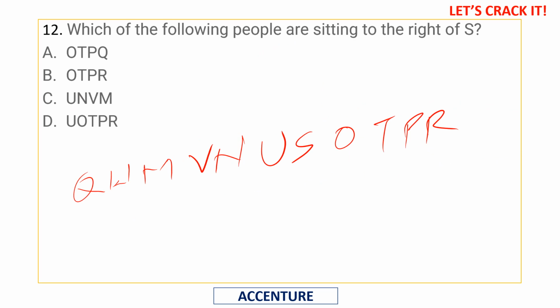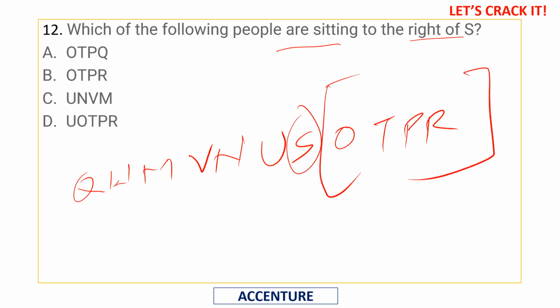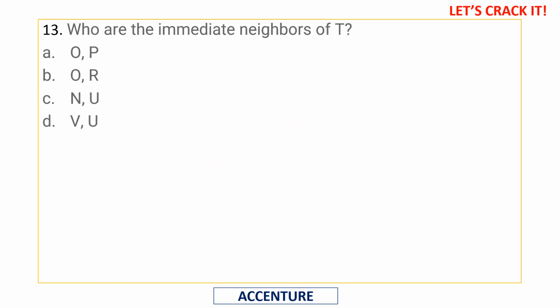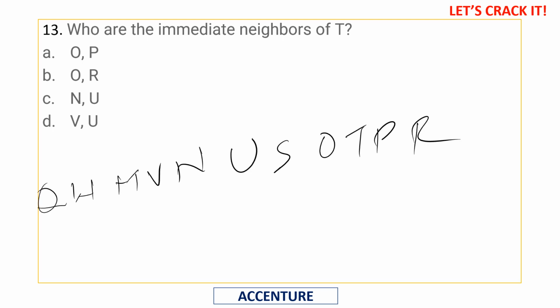And coming to the 12th question, based on the same information, which of the following people are sitting to the right of S? So the people to the right of S are O, T, P, R. Option B, simply we can mark. That's why I'm saying, guys, reading the information part is very, very important. So who are the immediate neighbors of T? The immediate neighbors of T are O and P. So option A is the correct answer.